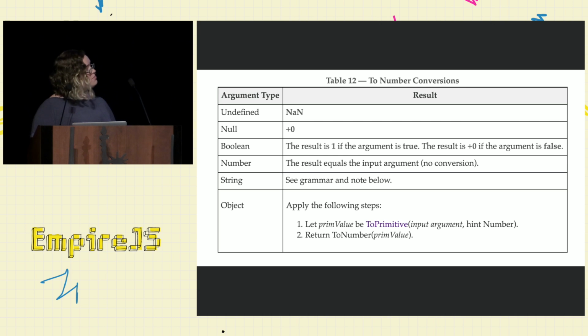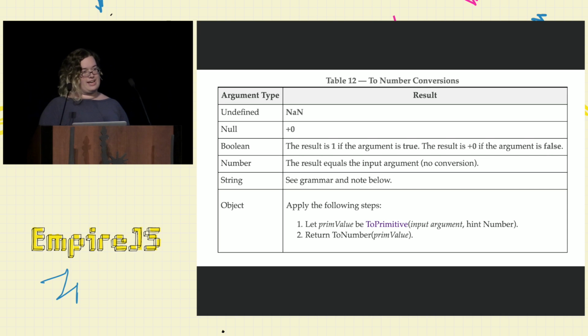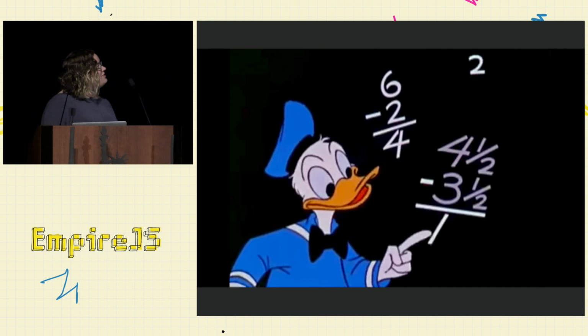Here we have the table that EmpireJS provides for us on how to convert these things to numbers. Undefined goes to not a number, null goes to +0. In case you were wondering, yes, there is a -0. Why is there a -0? Reasons. For booleans, we will get 1 if the value is true, 0 if it's false, which makes a lot of sense if you think about bits. Numbers are just whatever they already are. Strings we're never going to have to worry about, and objects are a little more complicated, but I feel like we've already learned some useful stuff. Oops, sorry about that. Let's take our new knowledge and do some math.